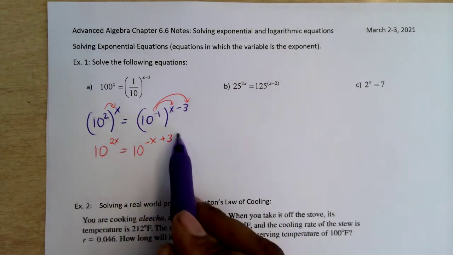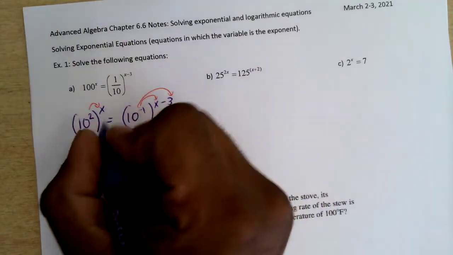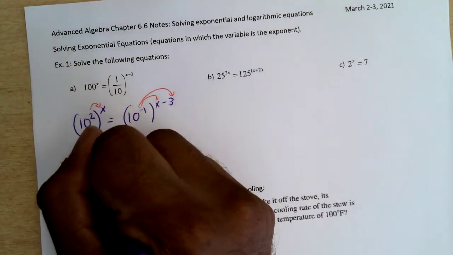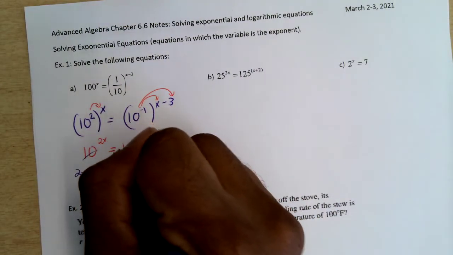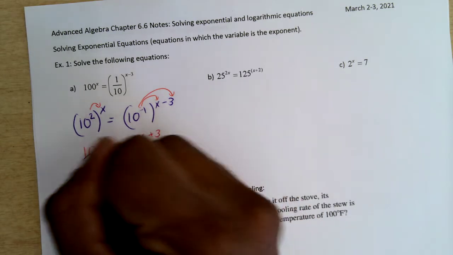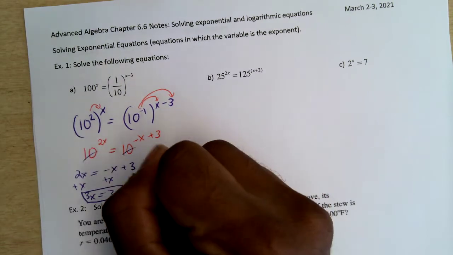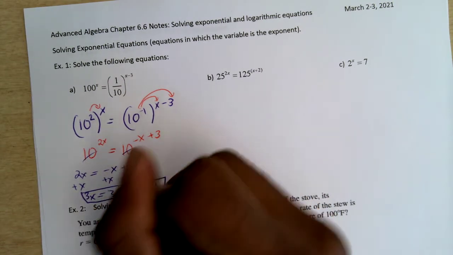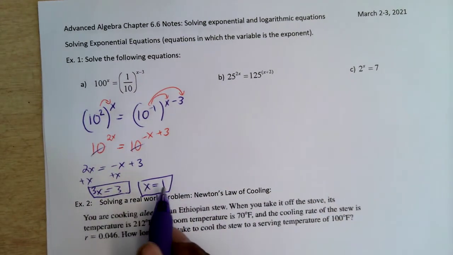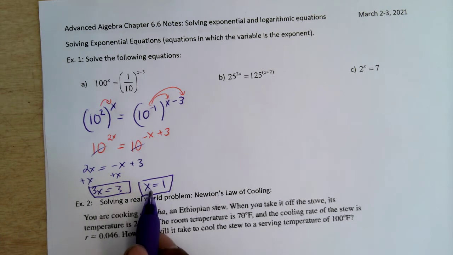What's great is if the bases are the same, they essentially cancel out. If we want to solve this problem, we say, well, what would make the exponents the same? Let's find the x value of when they are equal. So we'll add x. We get 3x equals 3, and x equals 1. I don't know why I boxed that, but I did. So x equals 1, obviously, here.